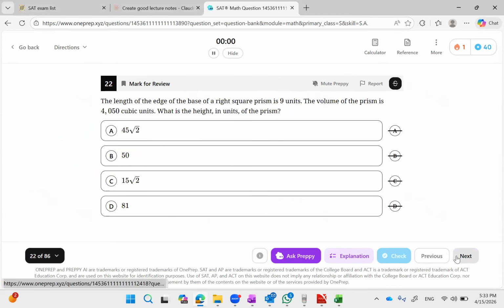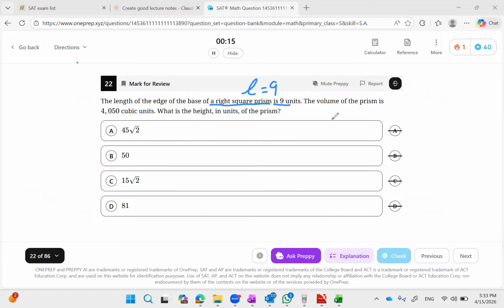Question 22. The length of edge of base of a right square prism is 9. A right square prism is known as a cuboid. So the length is equal to 9. And the volume is 450. But what do I mean by right square prism? I mean by right square prism that I have a square on the base and I have the same square on the other base, and the faces are rectangles.